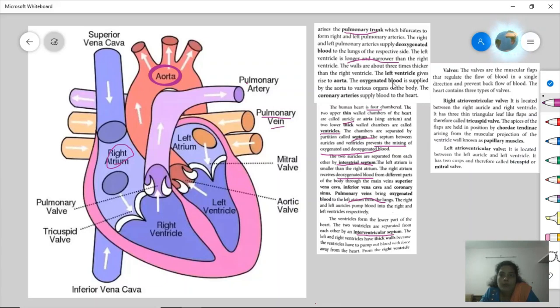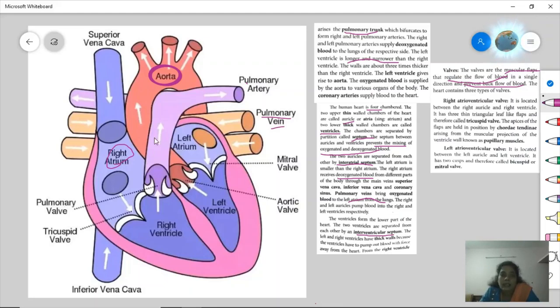Now we can move to the valves. Valves are the muscular flaps that regulate the flow of blood in a single direction and prevent back flow of blood. Okay, what is the use of valves? The first one, regulate the flow of blood. The second one is prevent back flow of blood. Only 2 functions.